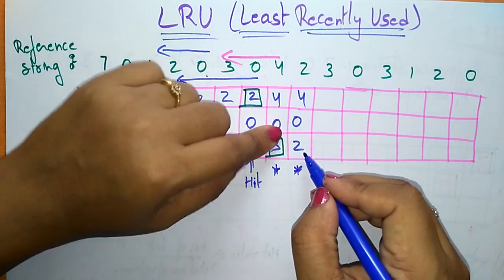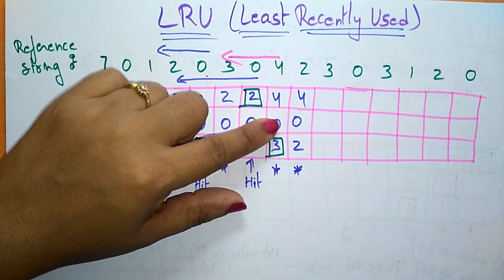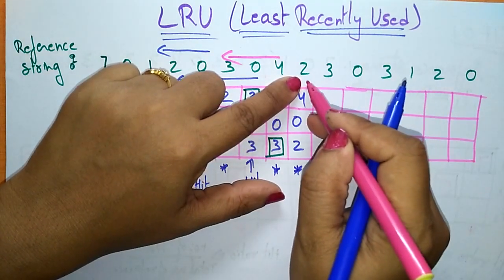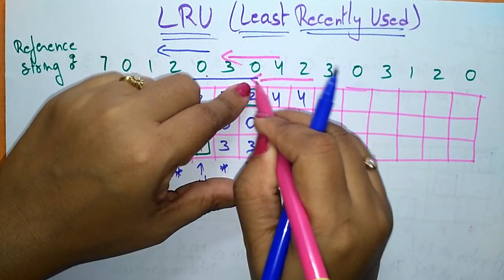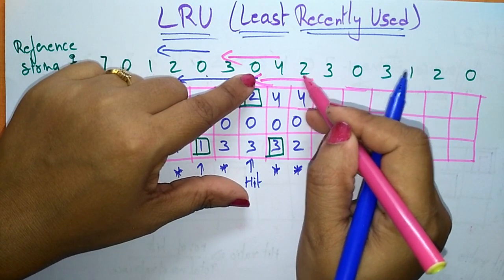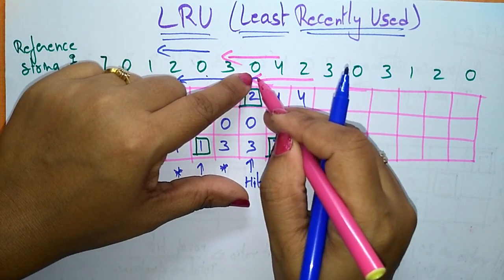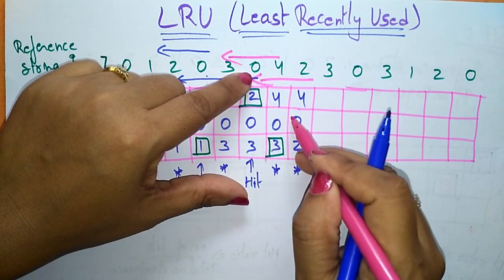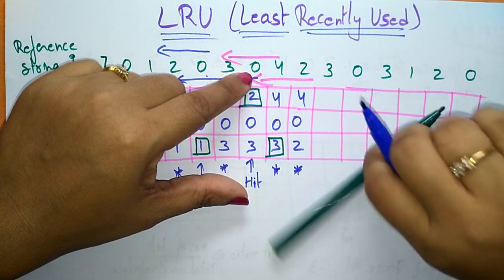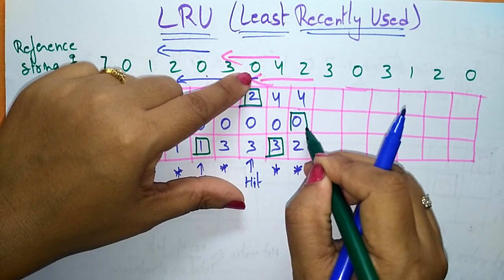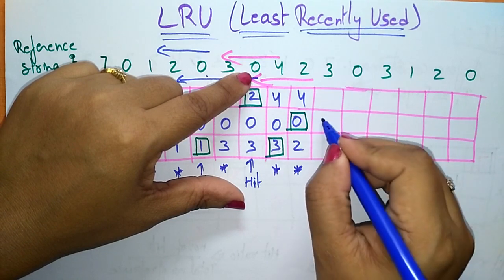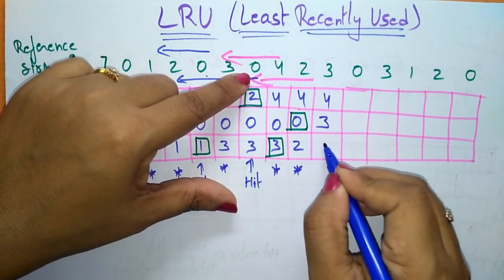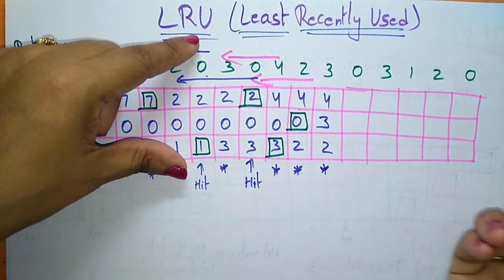Now I have to place 3. Again check which is the least recently used from here. 2 is the most recently used, next 4, next 0. So 0 is the least recently used. So in place of 0, I have to replace with 3, 4, 2. So this is also a page fault.